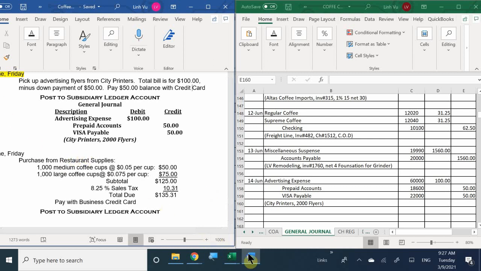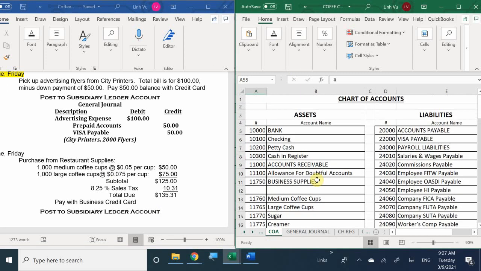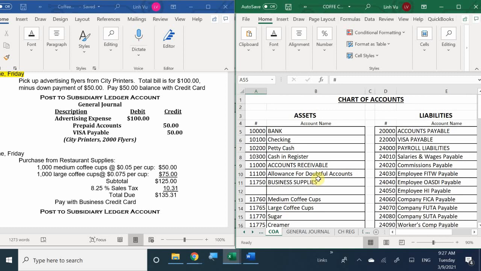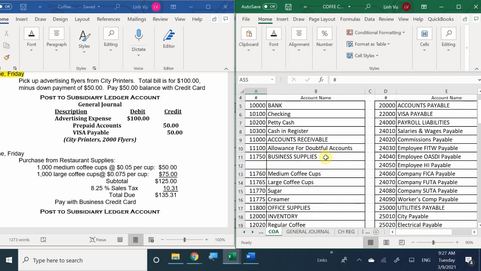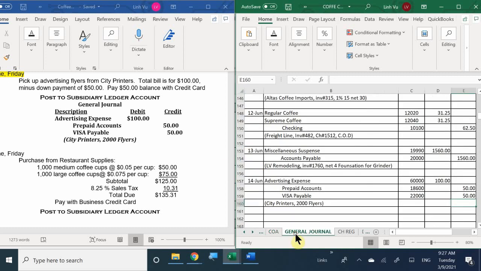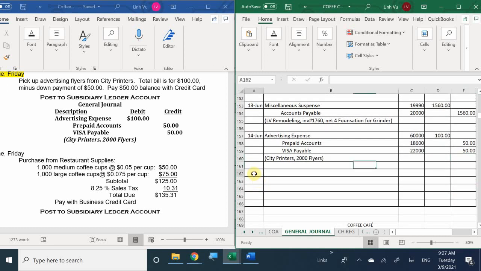Now let's go ahead and check our chart of accounts. Do we have business supplies? Yes. Yes, and 1,750. Yes, but do we have specific business supplies? So business supplies could be the main account. Is it broken down to sub-accounts? Yes. We have medium cups and we have large cups. So right here, 11,760 and 11,765 are going to be our two things that we have here. So now that we do have that, we're going to consider them, right? It's an asset, right? This is cups that we're using for supplies.